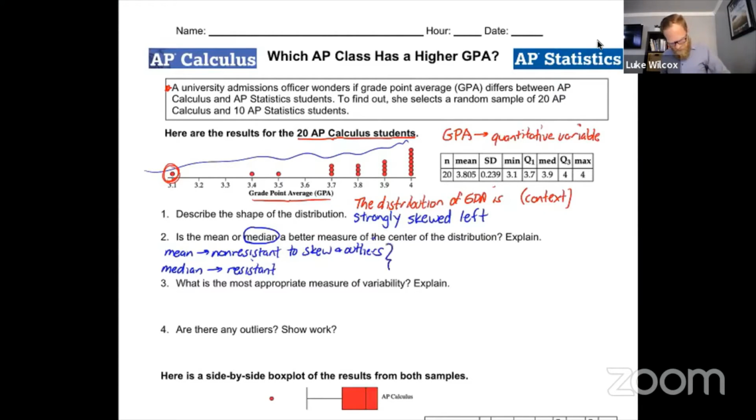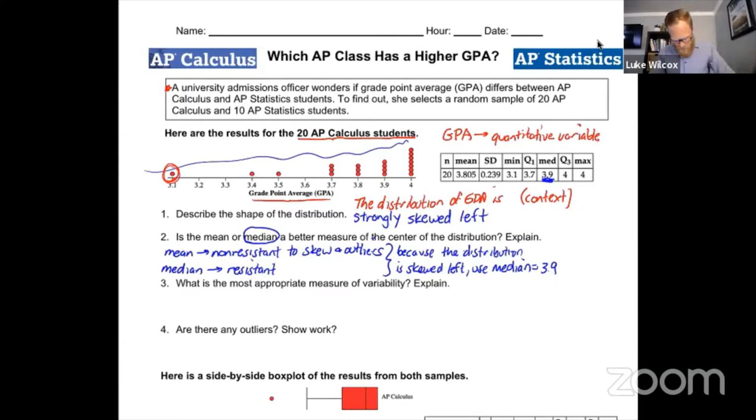So because the median is resistant, that's the better choice, and that has to do with the shape of the distribution. So I'm going to say because the distribution is skewed left, we're going to go ahead and use the median as our measure of center here. And you can actually get that right from the summary statistics. The median is 3.9. So we're calling 3.9 the center of the distribution here.